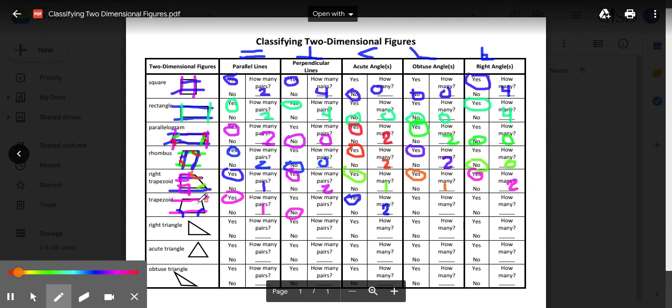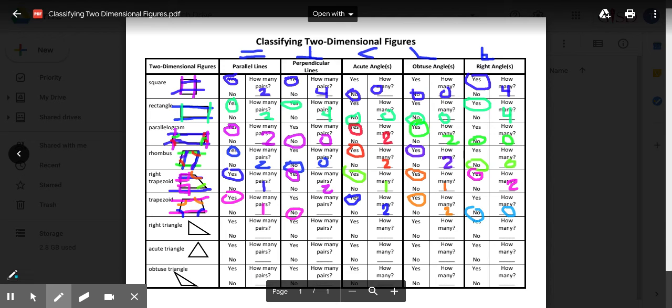The next question asks you, how many obtuse angles do I have? I have one in this corner and one in this corner. So the answer is yes, and there are 2 of them. And because I have 2 acute angles and 2 obtuse angles, I have no right angles. So my answer is no and 0.